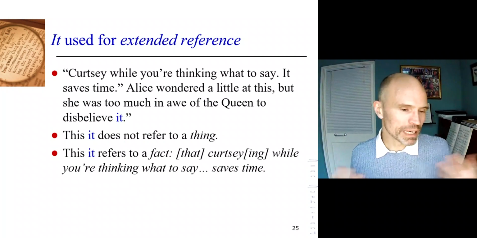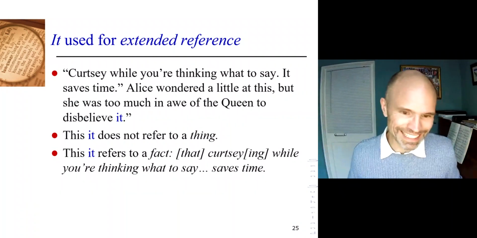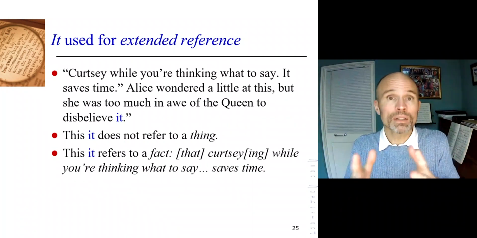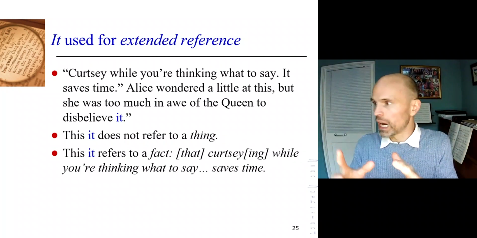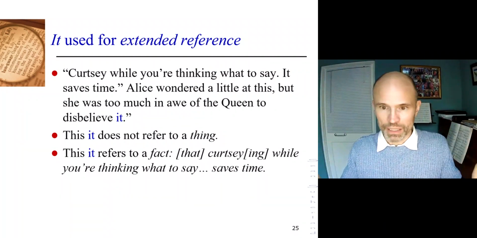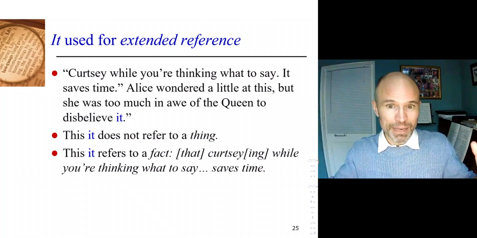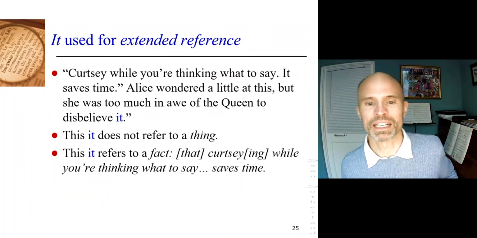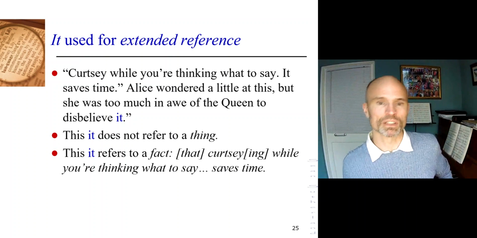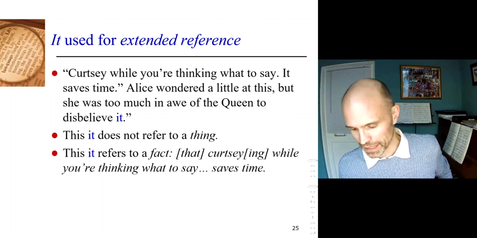Whereas I say it and your brain does this wonderful thing of quickly saying, what does it mean here? How is it interpreted here? Anaphoric, cataphoric, exophoric, and your brain makes sense of it for you, and quickly you realize that the blue "it" means "curtsying while you're thinking what to say saves time."